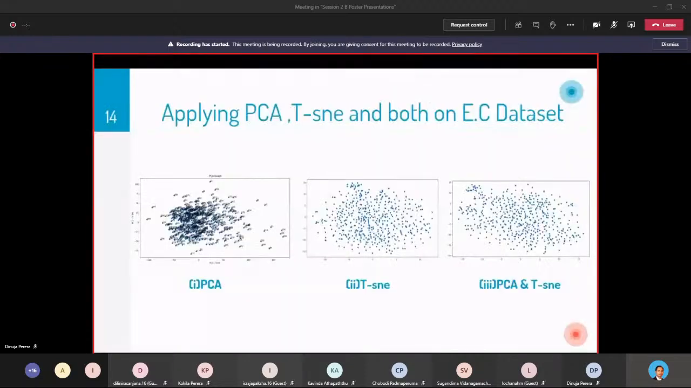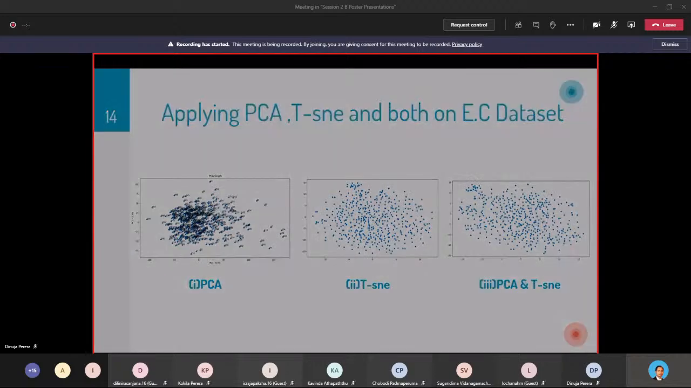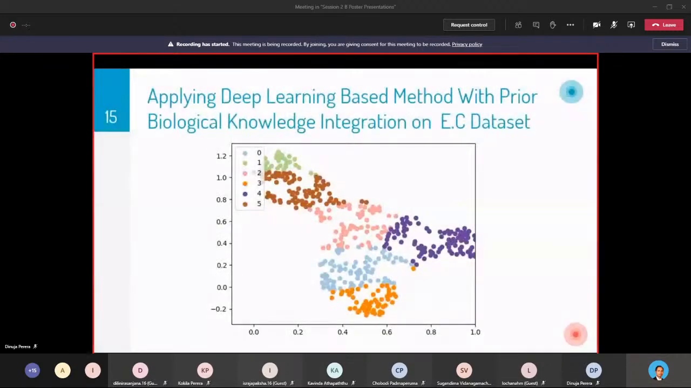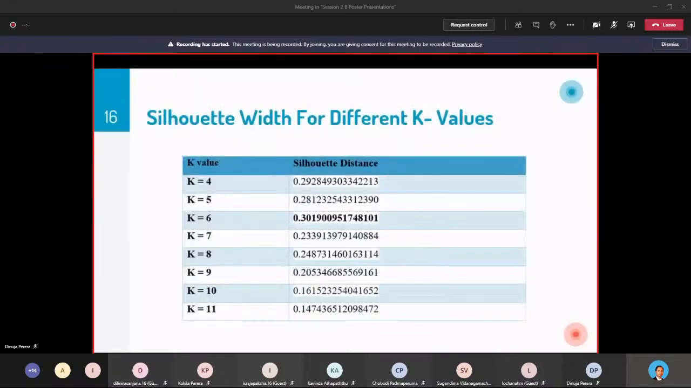Then we applied feature extraction methods. Here you can see the results after applying PCA, t-SNE, and PCA after t-SNE. Although the third method has given better results for datasets like MNIST, it didn't work with our biological dataset. Then we tried the deep learning method with prior biological integration. From that, we could see 6 clusters. To get the number, we have used the Silhouette method. As you can see, for k equals 6, we have the maximum Silhouette width.